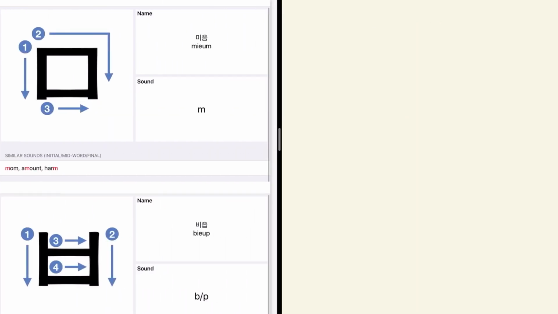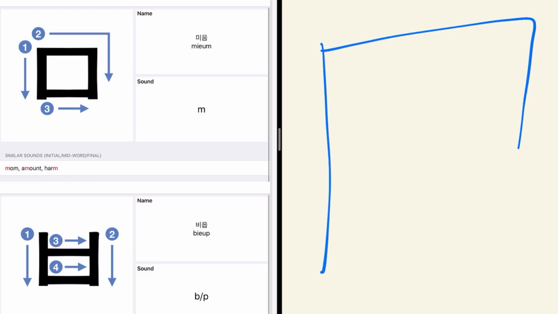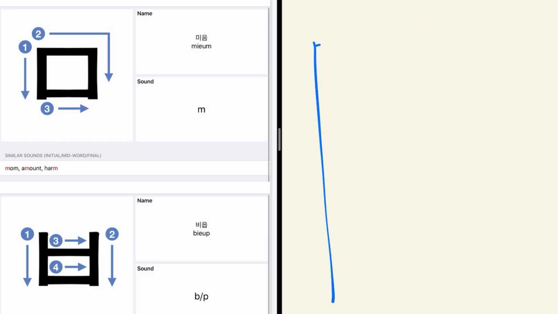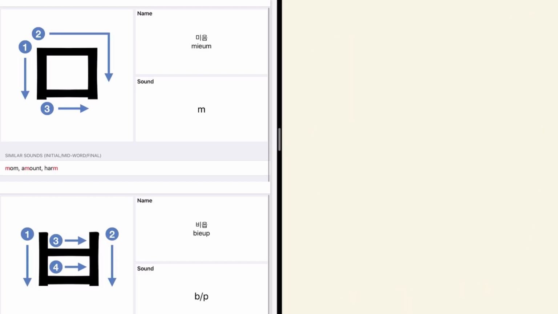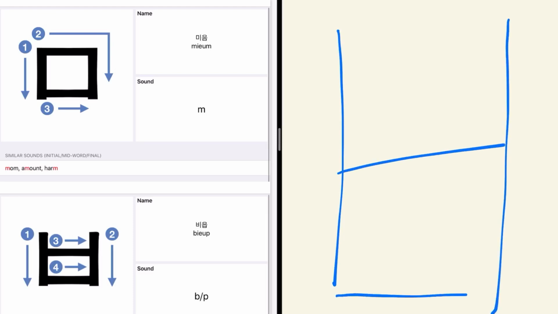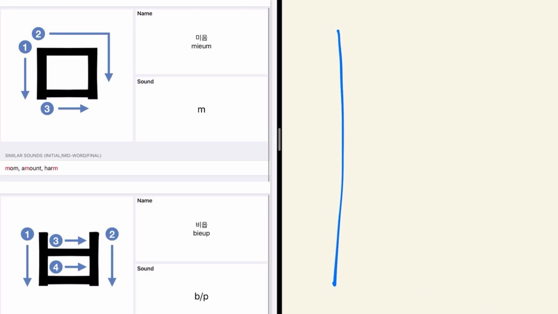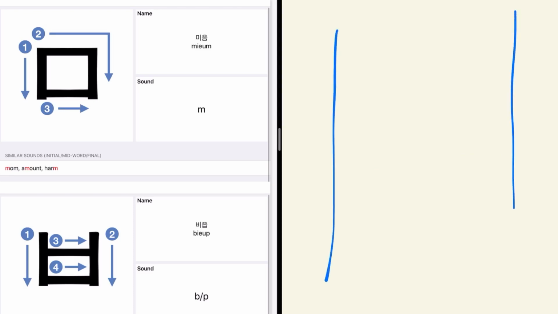Okay. Next one. 미음. Okay. 1, 2, 3. Just a square. Okay. Next one is 비읍. 1, 2, 3, 4. Okay. One more time. 1, 2, 3, 4.